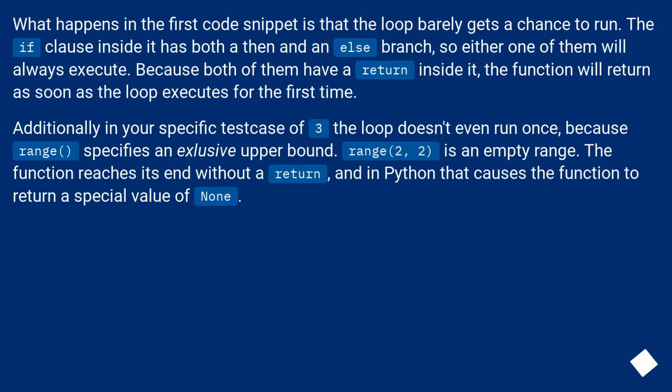Range(2, 3) is an empty range. The function reaches its end without a return, and in Python that causes the function to return a special value of None.